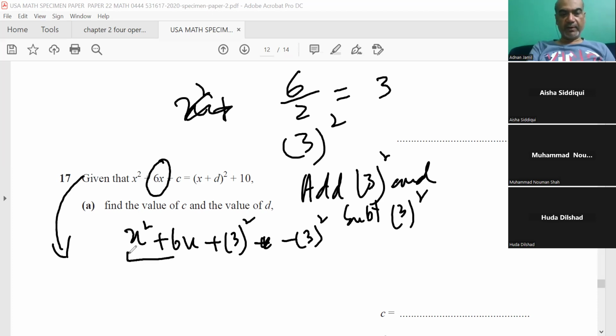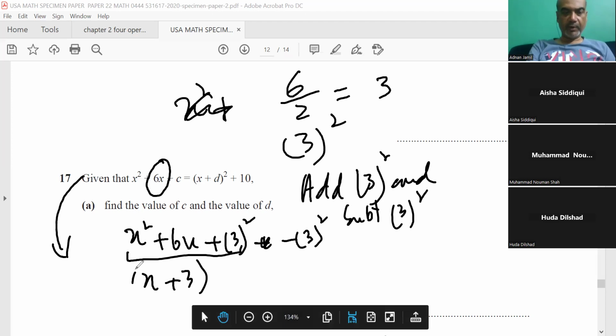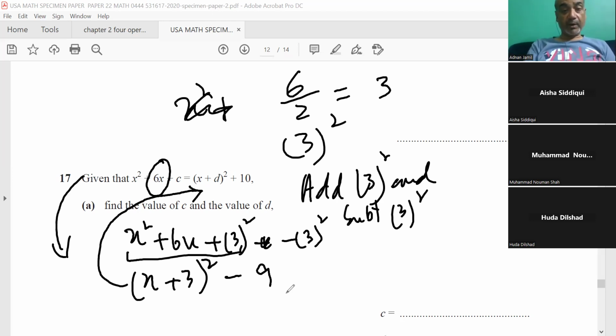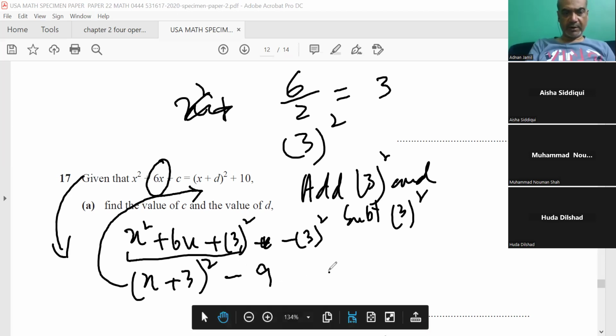So plus is done with the first 3 terms. Now this makes a formula. What formula? x plus 3 whole square. And what is left outside? 9. Is it the form exactly matching over here? x plus D, and they have given over here plus 10. Okay, so if we are finding out the value of C, for example, D is very easy to write. That is, D equals 3, right?